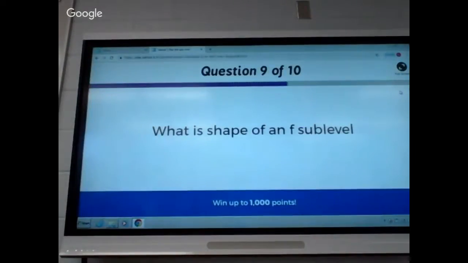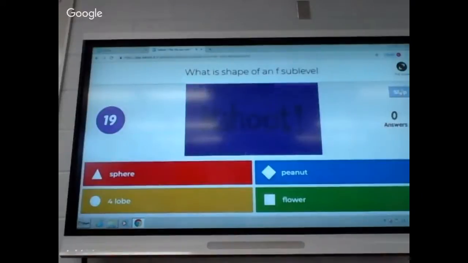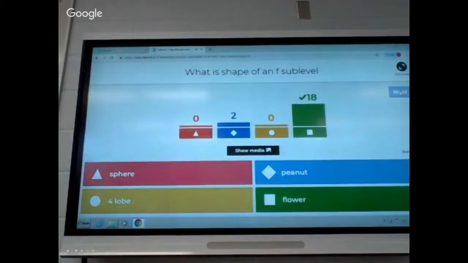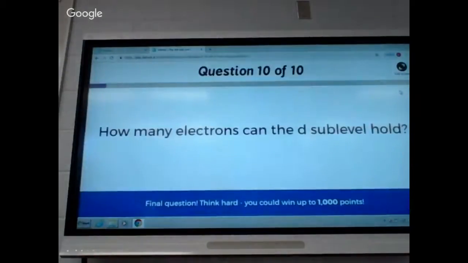The shape of F. Did you make this? Yeah, I don't usually use the ones I search for. I usually make mine. Yes. All right. Peanut is which one? The 2 people who picked Peanut. Peanut is P. All right, last question.